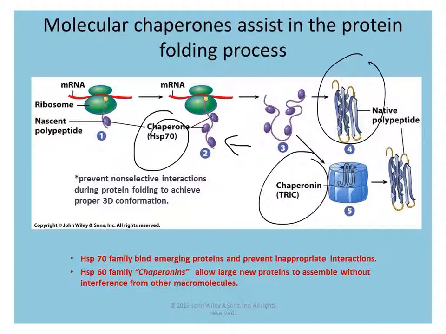Larger polypeptides are often shuffled to a larger chaperone complex called chaperonins, and these chaperonins have a cavity in which the polypeptides can move into, and a special environment so the proteins can fold within that cavity properly, and then they're ejected.